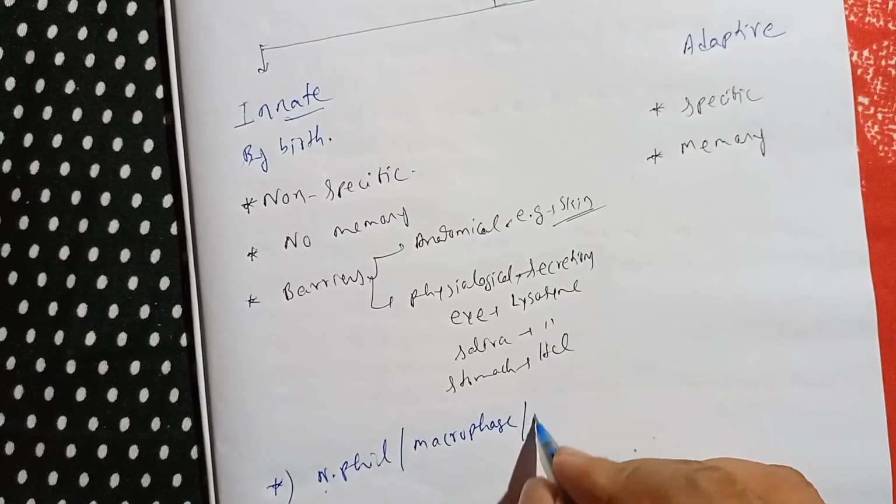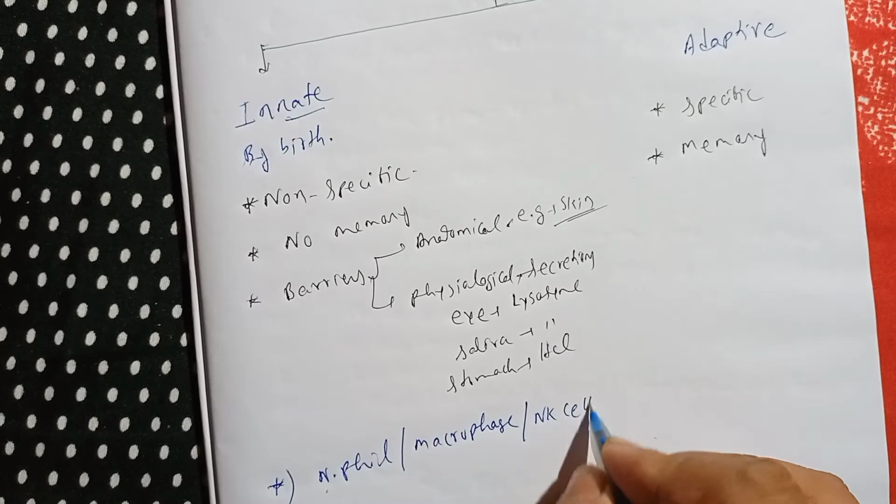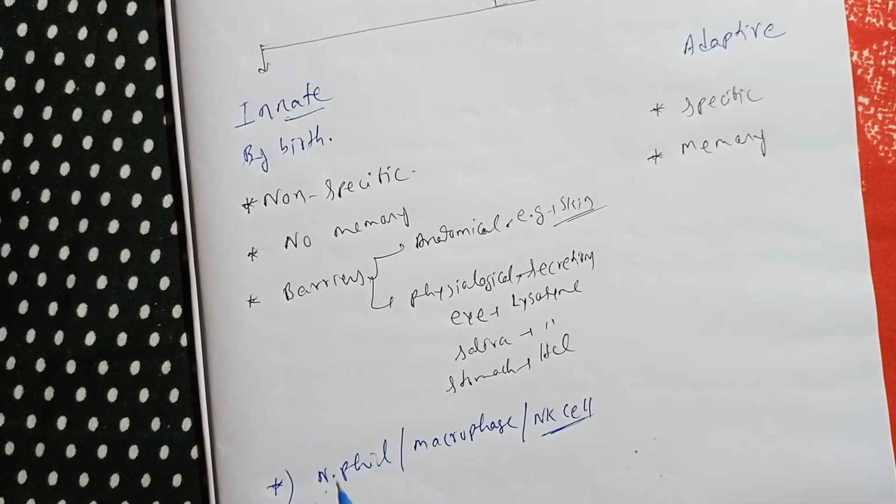Then we have the NK cell. Now, guys, the neutrophil we all know it. The neutrophil is the fastest. Whenever there is a bacterial injury, the neutrophil will go fast to the site of the injury. Then after that the macrophage will go. It will be activated, of course.